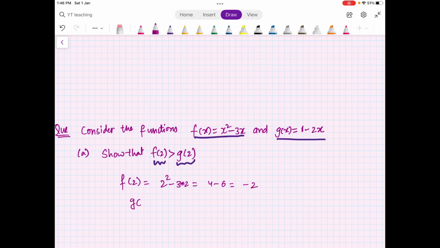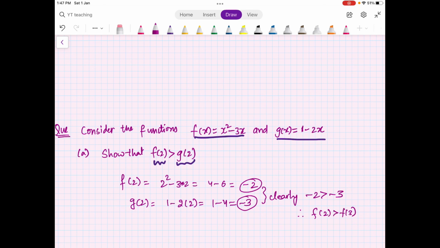And then your g of 2 is 1 minus 2 times 2. That is 1 minus 4. That is minus 3. So clearly minus 2 is bigger than minus 3. Okay, clearly minus 2 is greater than minus 3. Therefore, f of 2 is greater than g of 2. Okay. Now I have another one.